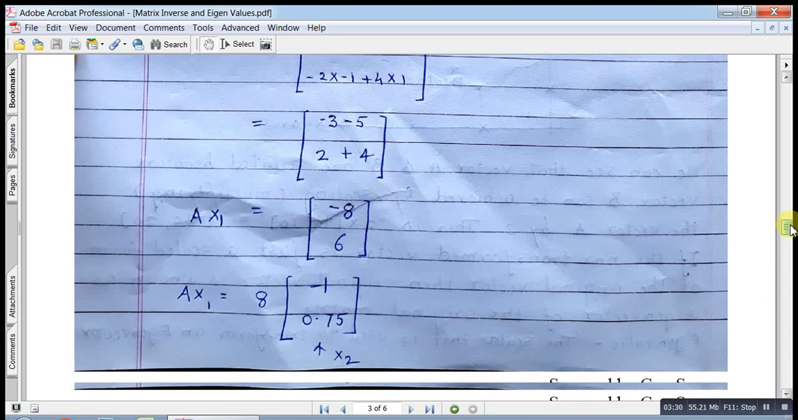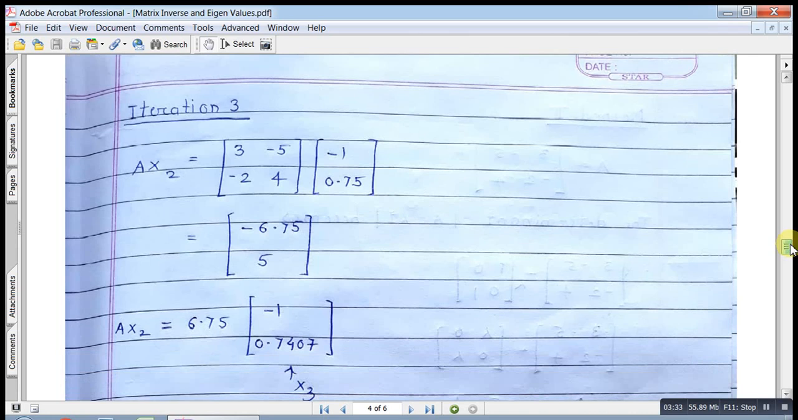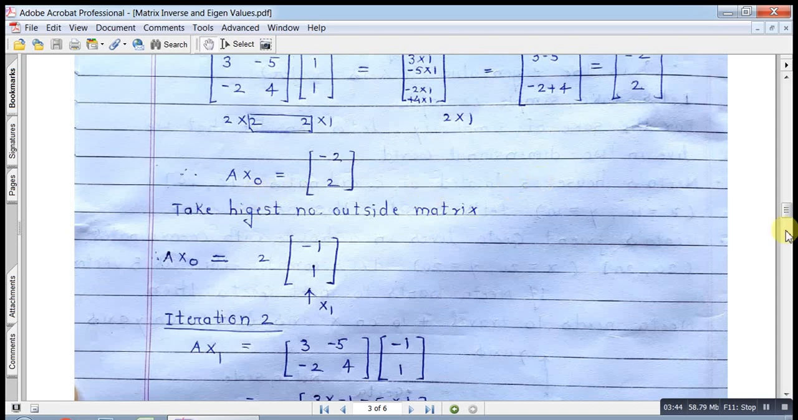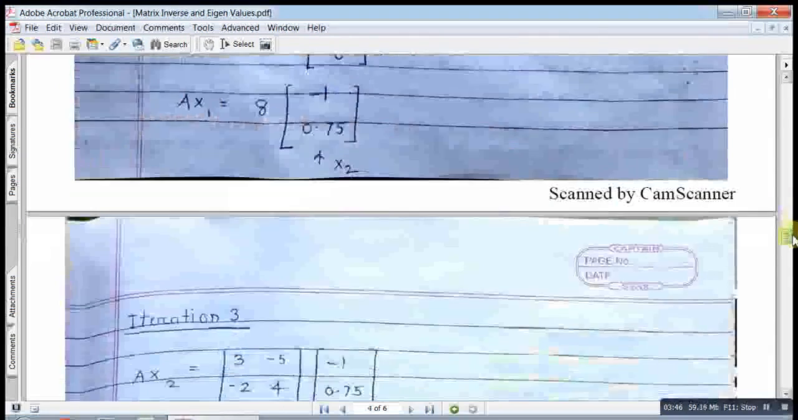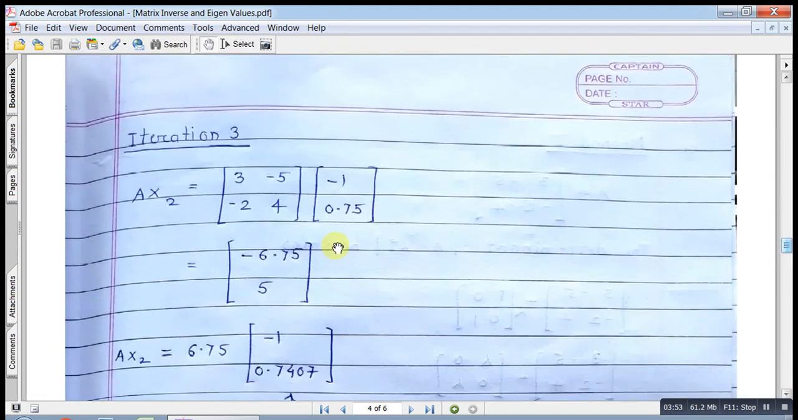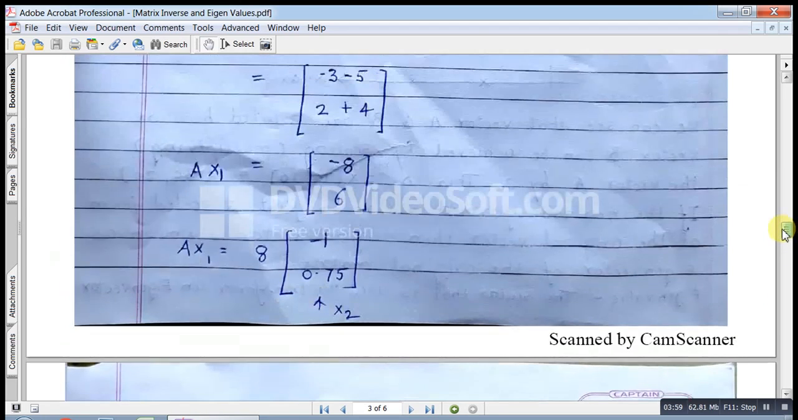Now we will go for iteration number 3. We started with AX0, then we calculated AX1, and now we go for AX2. So AX2: A is 3, -5, -2, 4. X2 is what we calculated in the earlier iteration, that is -1 and 0.75.